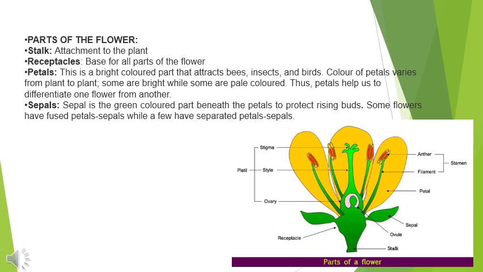What are petals now? Petals are the bright colored leaf-like structure of the flower that attract bees, insects, and birds for the process of pollination. Okay, so the color depends on the pigment that is present in the flower. Okay, so the petals help us to differentiate one flower from another. आपको जो petals के कारण ही जो है flower attractive लगता है. ओके. तो पेटल की अरेंजमेंट अलग अलग फ्लावर्स के अंदर अलग होती है. इट डिपेंड्स ऑन द स्पीशीज.